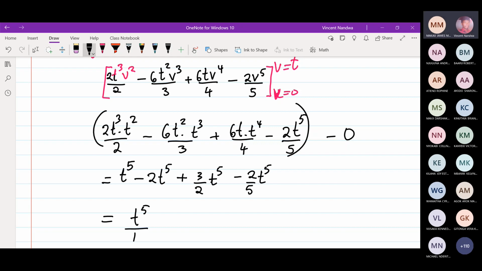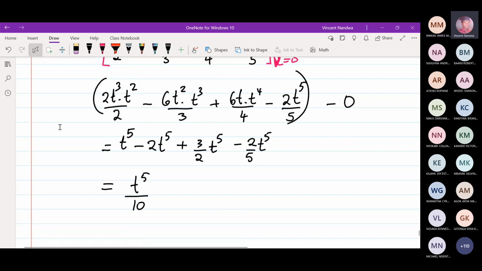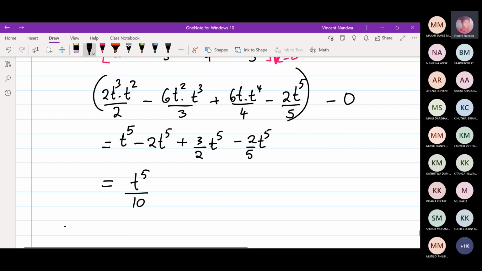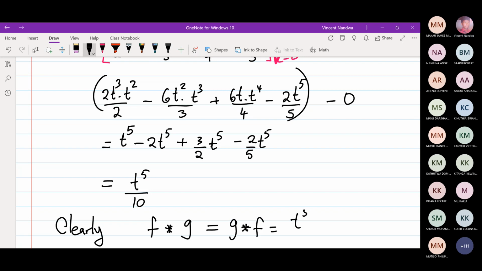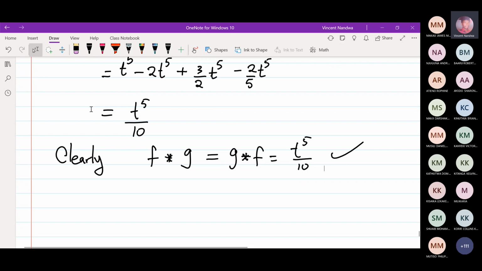So clearly the convolution of f and g is the same as the convolution of g and f, which is T to the power 5 over 10. And it will always be true for any two functions, f and g. If you reverse the order of convolution, the answer remains the same.